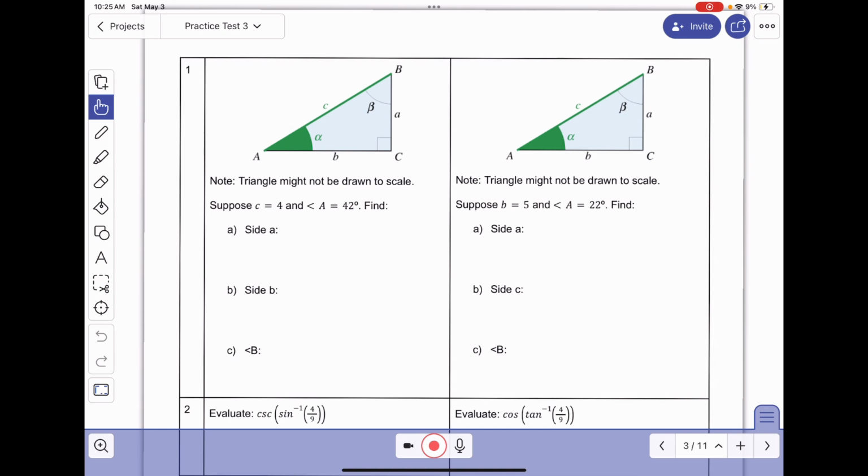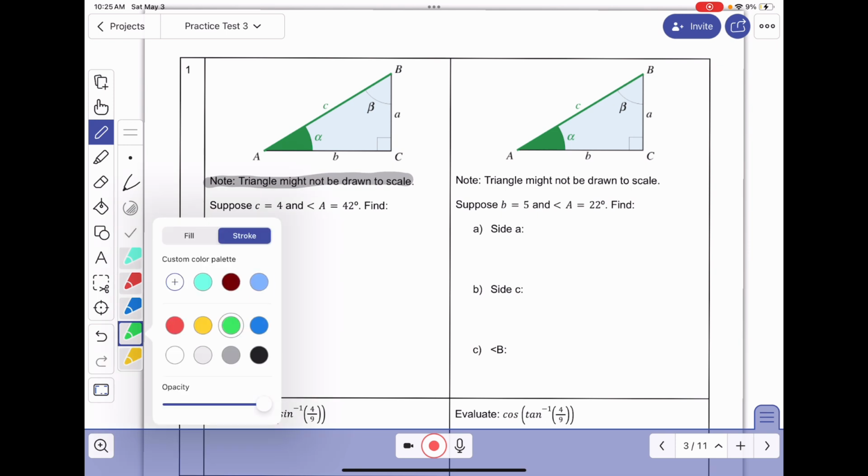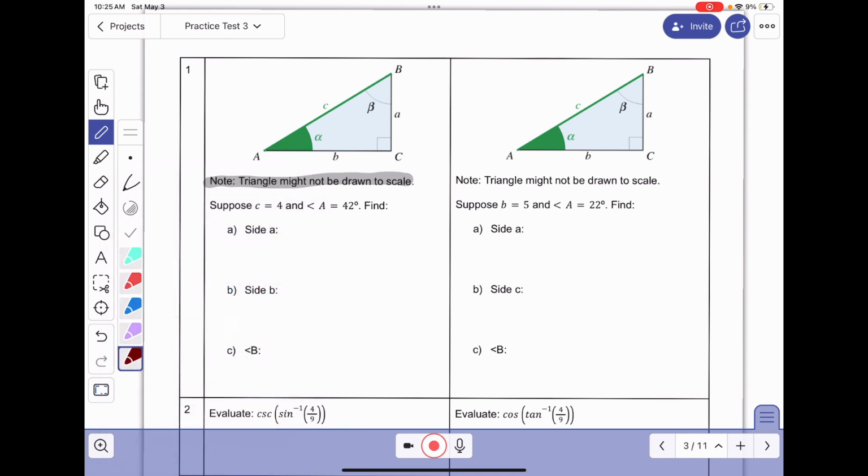All right, so note the triangle might not be drawn to scale. That's a big thing to pay attention to whenever you're dealing with shapes, is that they could be off. You have to go by what numbers you're given, not what it looks like, okay? So that's a big thing to focus on. All right, so now let's start.